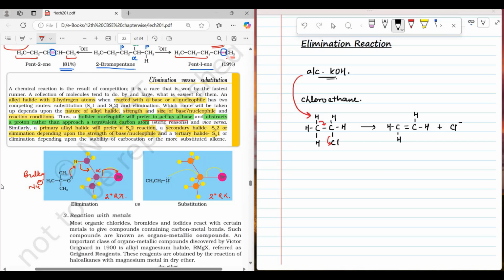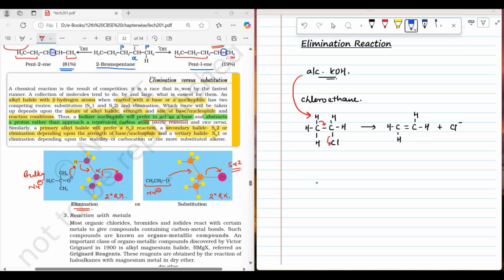While here this is a small nucleophile, it will act as a nucleophile itself. So it will directly attack the alpha carbon and expel Br in the form of Br negative ion. That's why it undergoes the SN2 reaction mechanism. While with a bulky nucleophile, secondary alkyl halide undergoes elimination reaction.